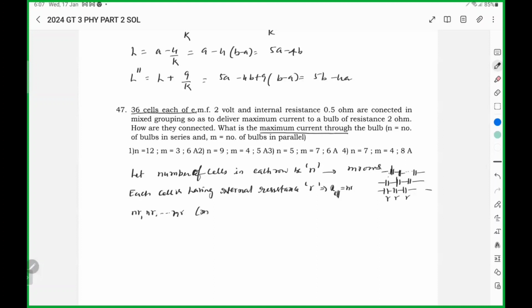There are m rows, and all these are in parallel, each of nr. So the effective resistance will be, if two of them are connected it is R by 2, so here it is nr by m, as m rows are there.